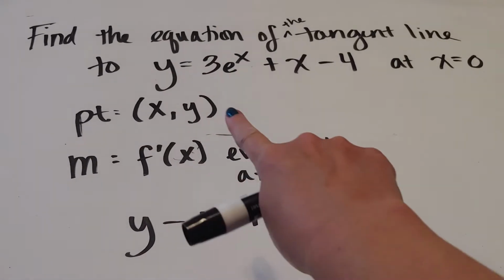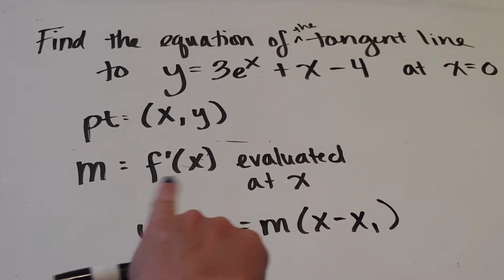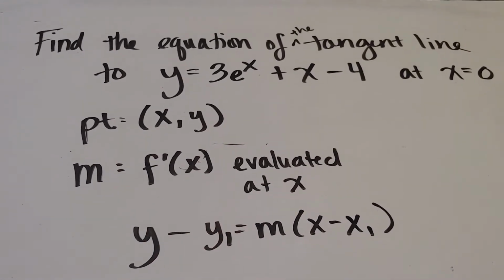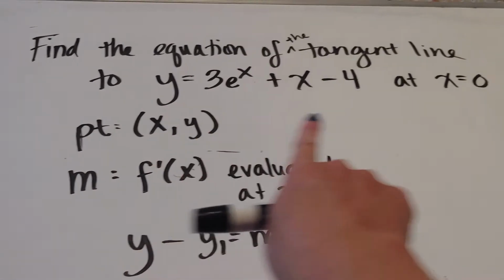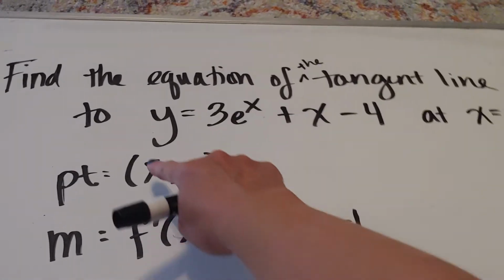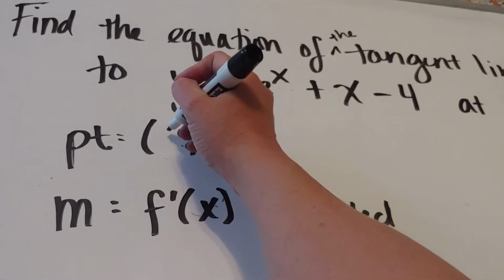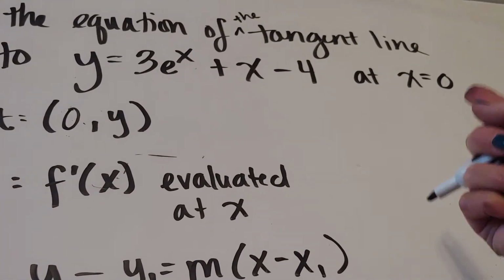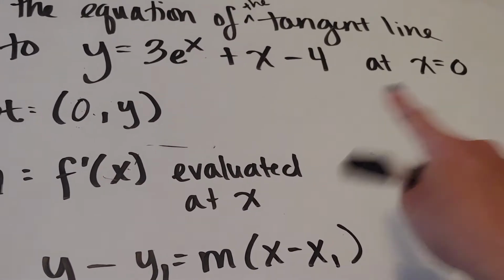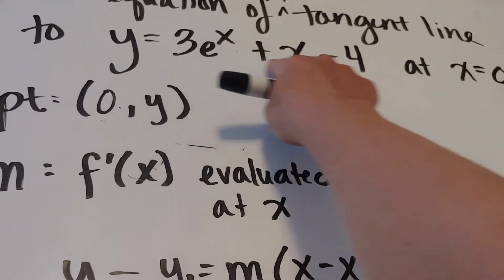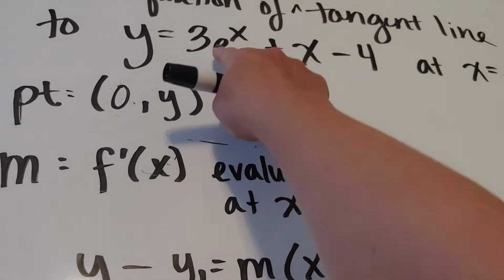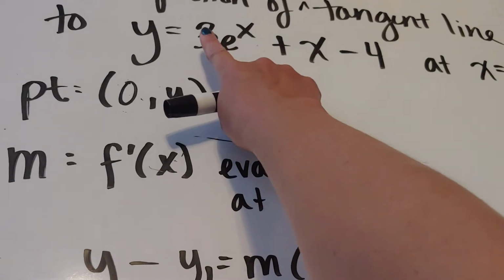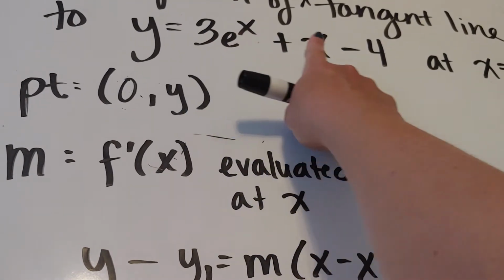So I need to make sure I have a point. I need to use the derivative to find the slope, and then I plug it in. Okay, so let's talk about our point. Our point is x is 0. All right, cool. But what's the y value? They didn't give me the y value. Sometimes they do, sometimes they don't. Well, the y value is determined right here. So if I plug in x is 0, I get 3e to the 0 plus 0 minus 4.